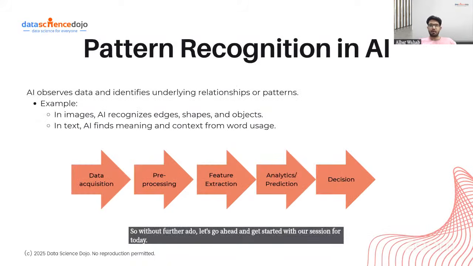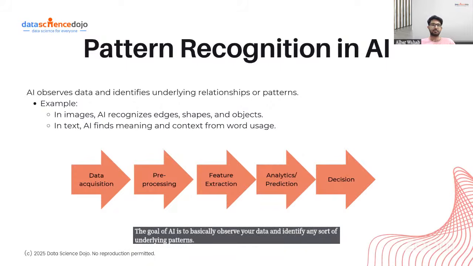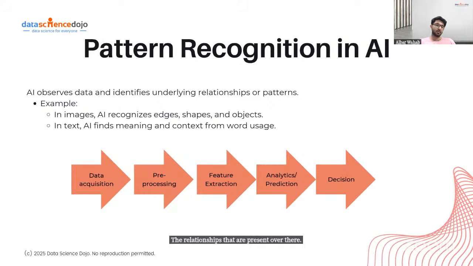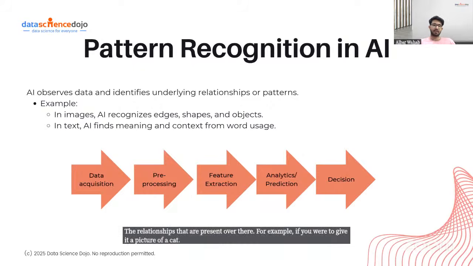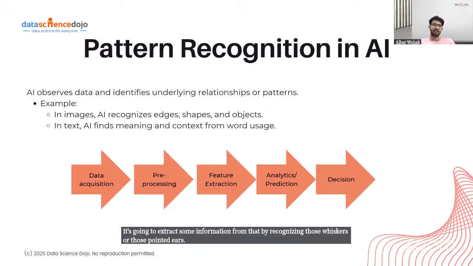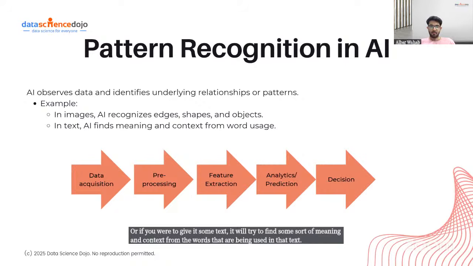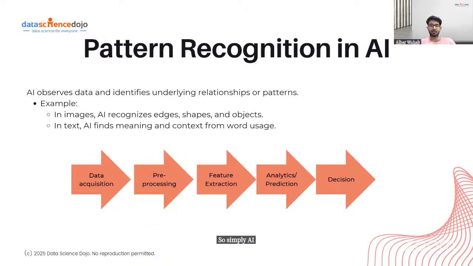Now, AI or artificial intelligence is mainly based on pattern recognition. The goal of AI is to basically observe your data and identify any sort of underlying patterns or relationships that are present over there. For example, if you were to give it a picture of a cat, it's going to extract some information from that by recognizing those whiskers or those pointed ears. So the AI is basically recognizing some sort of shapes, edges, or objects with that use case. Or if you were to give it some text, it will try to find some sort of meaning and context from the words that are being used in that text. Right? So simply AI is basically all about finding those patterns.